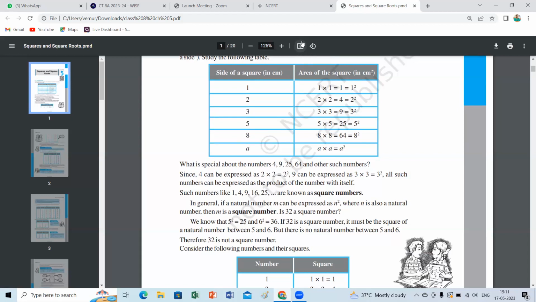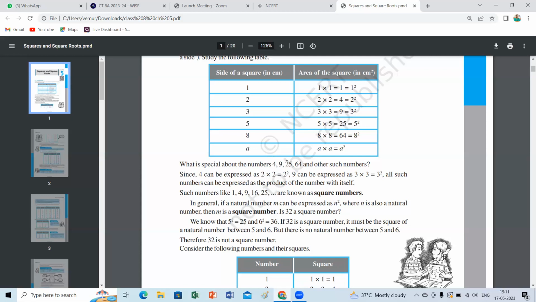What is special about numbers like 4, 9, 25, 64 and other such numbers? 4 can be expressed as 2 into 2, 9 can be expressed as 3 into 3, 64 can be expressed as 8 into 8. The same number multiplied with the same number. That means these numbers can be expressed as a product of the number itself. These are the special numbers.